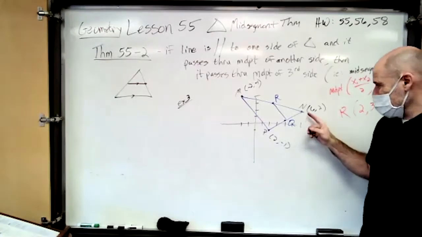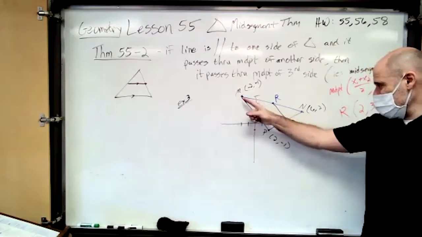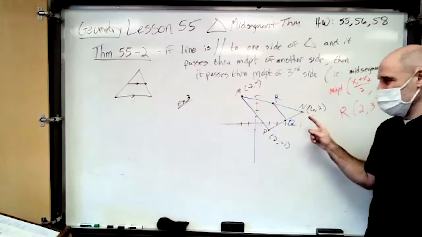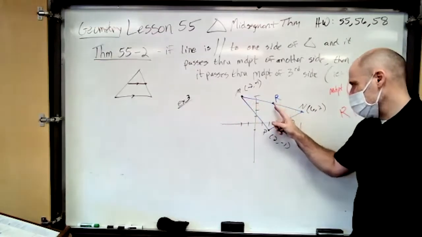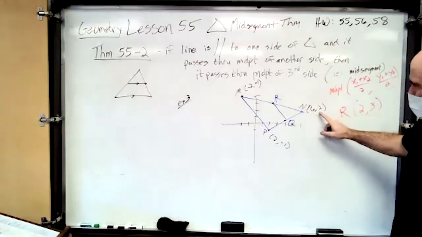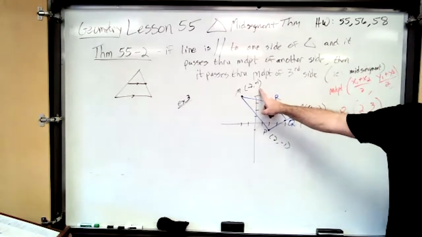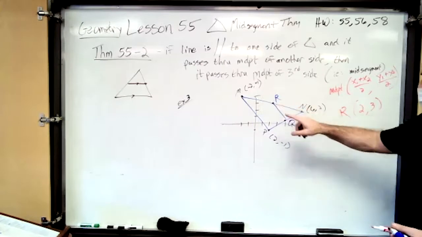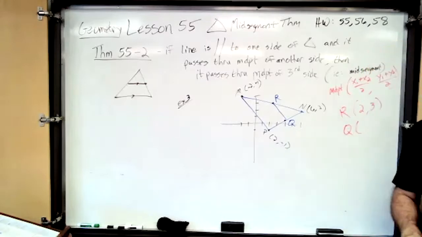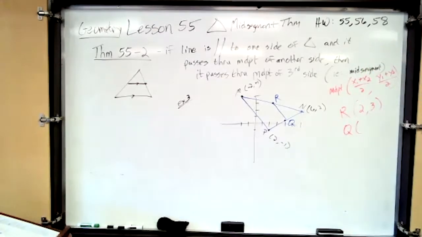Graphically, you can look at it, and it's just halfway between -2 and 6. Well, between -2 and 6, that's 8 units. So if I go over 8, it's right there. That's halfway between -2 and 6. And then the y value, it's halfway between 2 and 4. Well, that's easy. What's halfway between 2 and 4? 3. Okay? So let's see if you can do Q. Find Q. Find the midpoint of NP. So you can do it graphically or you can do it algebraically.